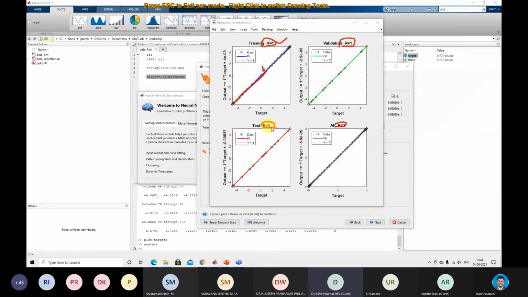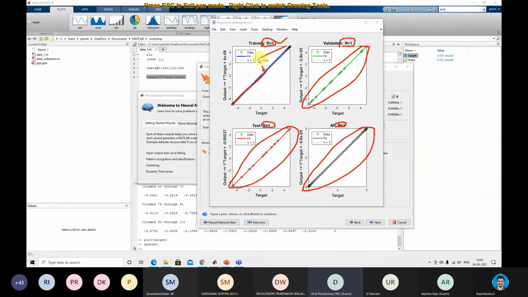So when R is nearer to 1, that means 1 or 0.99, you don't need to worry about that. And also you will see this plot and you will get some idea. If the target and your trained data are superimposed on each other, that means the trained neural network has a better result with your target, so you don't want to retrain this model. Straight away you can use this model for your application.